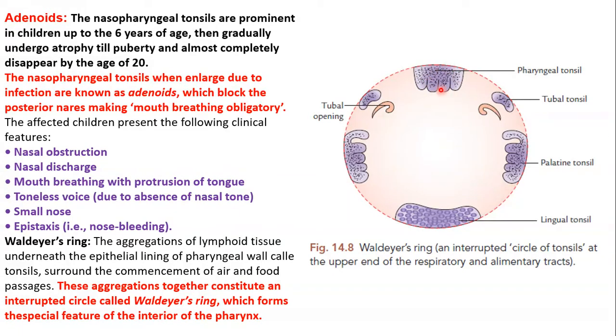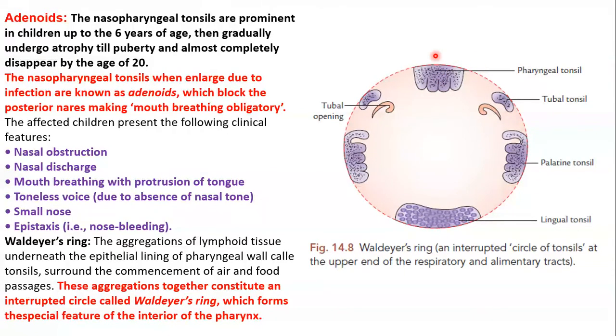So what are the symptoms of these adenoids? The children will show nasal obstruction, nasal discharge, mouth breathing with protrusion of the tongue, toneless voice due to the absence of nasal tone, small nose, and epistaxis, which means bleeding from the nose.